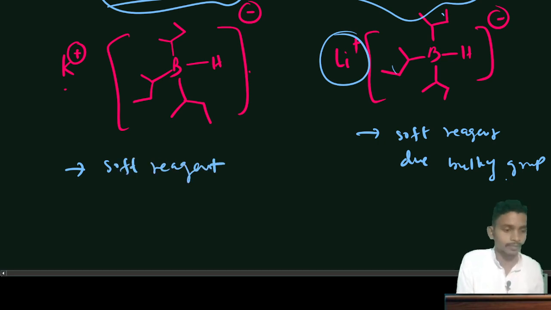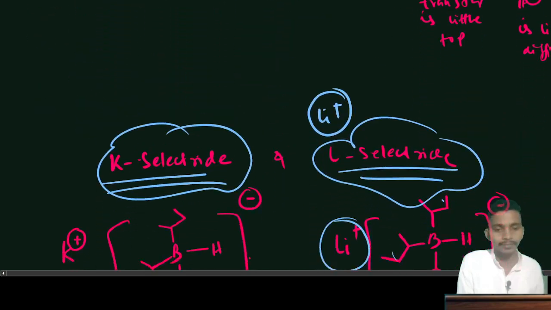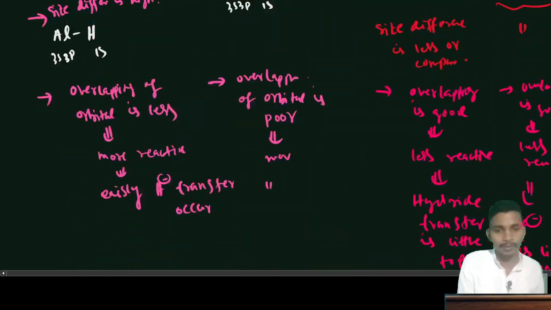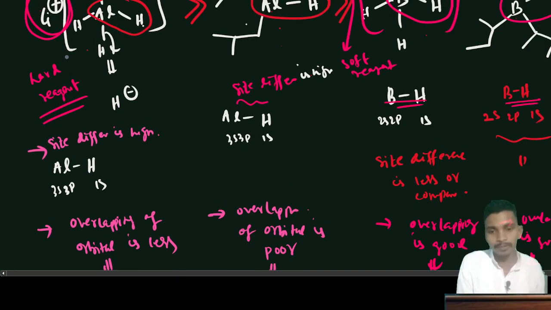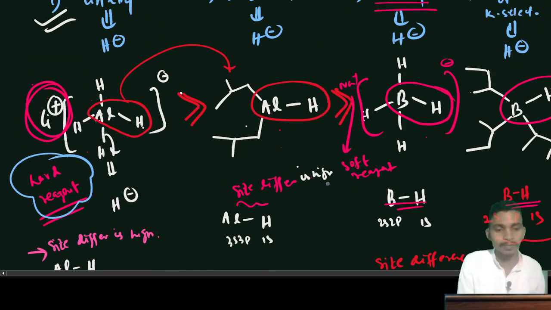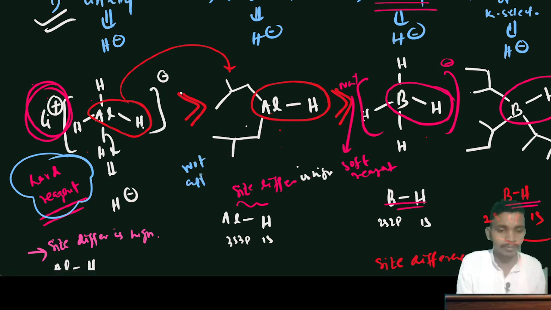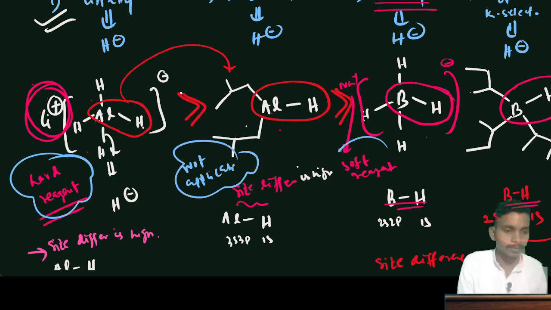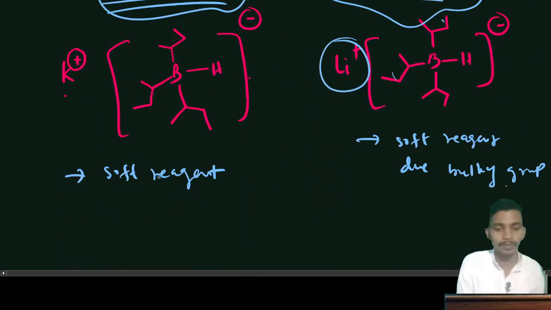Okay, so what we see is that L or K-selectrides become soft reagents and lithium aluminum hydride becomes a hard reagent, and this one is not applicable here, and NaBH4, L-selectride and K-selectride become again soft reagents. So why am I interested in this soft reagent and hard reagent?